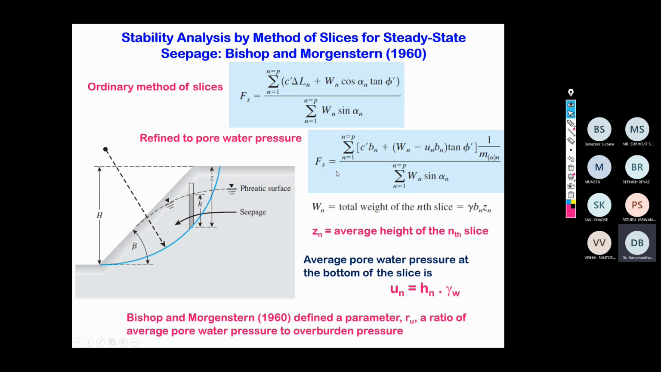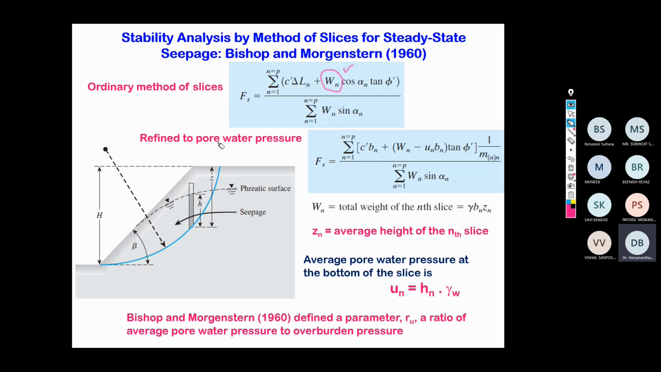And these are the equations to determine the factor of safety for the ordinary method of slices. This is the equation. And if you want to build in the pore water pressure term into this equation, you can see only a small modification is required. In the earlier method, where no pore water pressure was considered, only the normal force, that is W cos alpha n, is straight away taken.